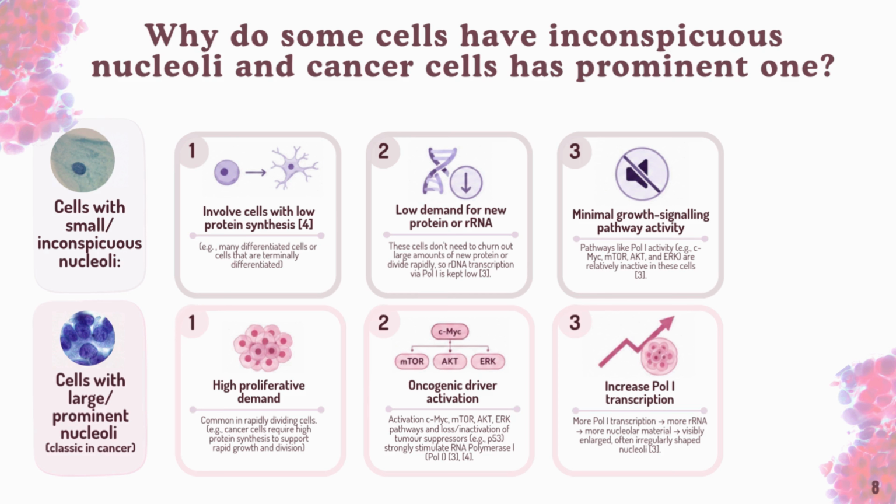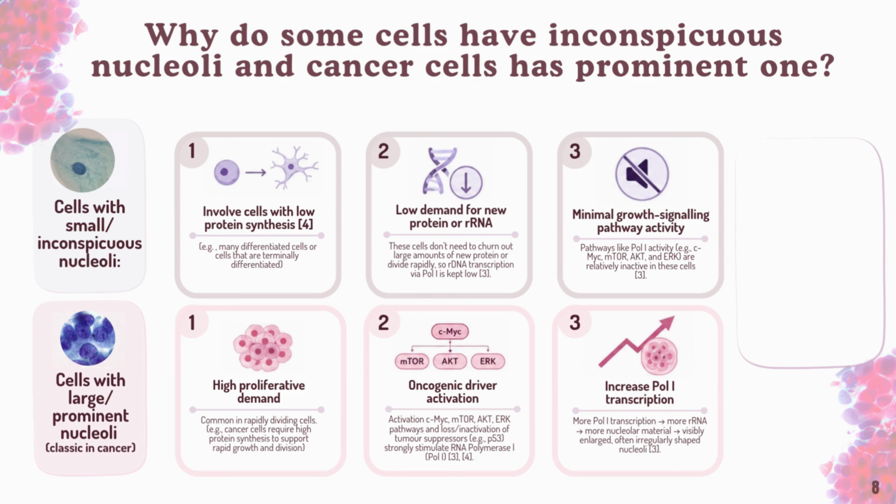In contrast, cancer cells often have large or prominent nucleoli. This is because cancer cells have high proliferative demand. It requires large amounts of protein to support the continuous growth. Cancer-related signaling pathways such as cMYC, mTOR, AKT, and ERK will activate RNA polymerase I. It is also related with inactivation of tumor suppressors such as p53, which strongly increases RNA transcription and ribosome production. As a result, the nucleolus becomes larger and more prominent.